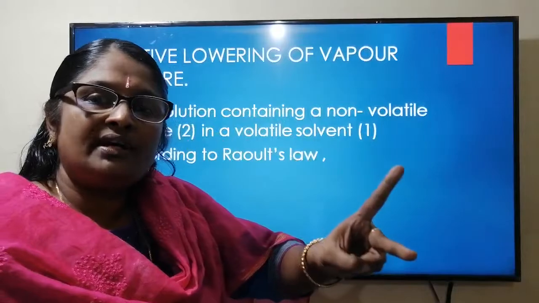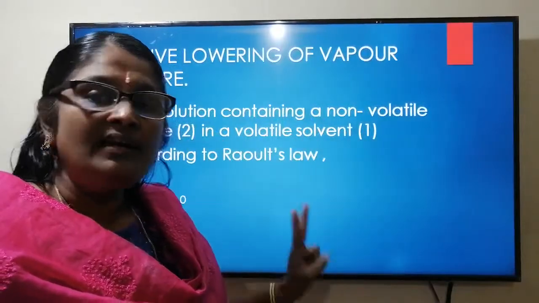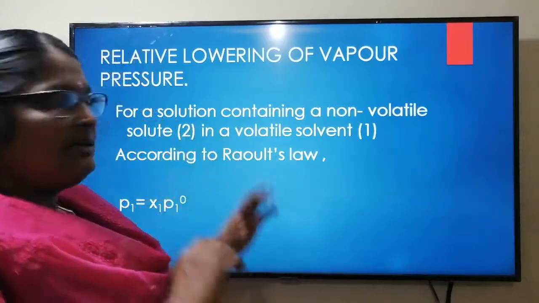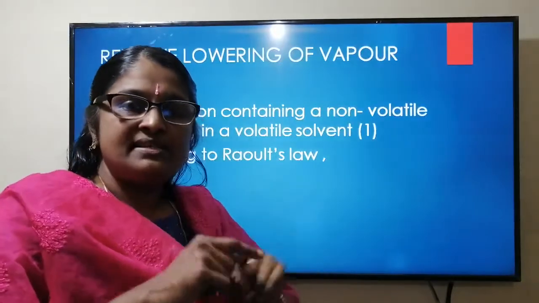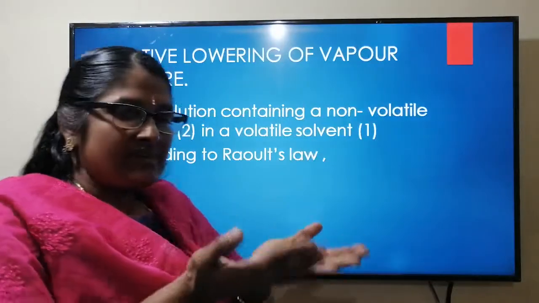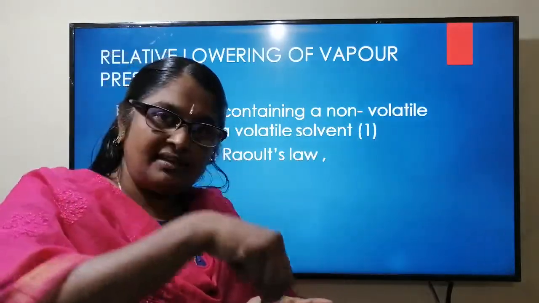One is a non-volatile solute and the other one is a volatile solvent. Usually, to represent a solute, we use either 2 or B. For the solvent, first we take the solvent, then we add sodium chloride.